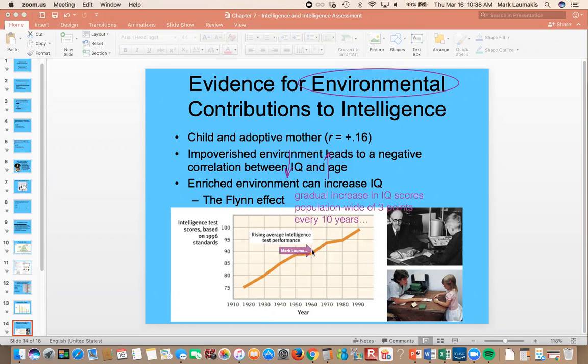But it's probably, as much as anything, access to education, healthcare, and nutrition that makes this gradual creep up seem to be something that persists over time. So again, 3 pieces of evidence here that are suggestive of an environmental contribution to IQ. Any questions on those at all?